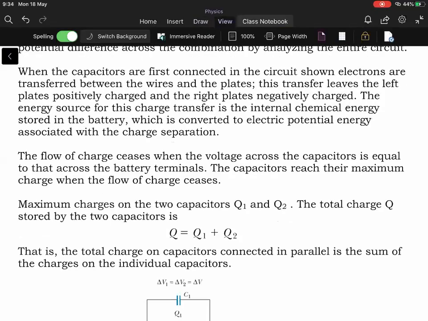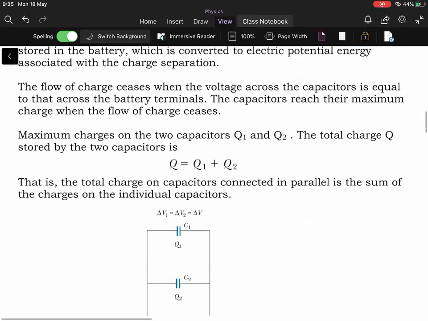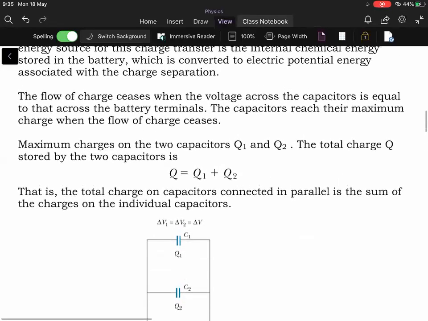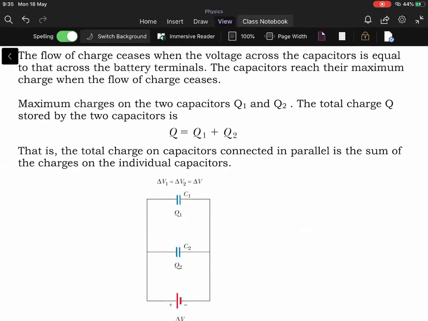Now, when the capacitors are first connected in the circuit, electrons are transferred between the wires. So yes, the wire is the conducting medium and the charge is provided by the plates. And this transfer takes place to the other plate and to the battery. The battery is kind of a pump of charge, and in doing so, it is utilizing its internal chemical energy. Okay, that is part of chemistry. We are not going to deal with it.